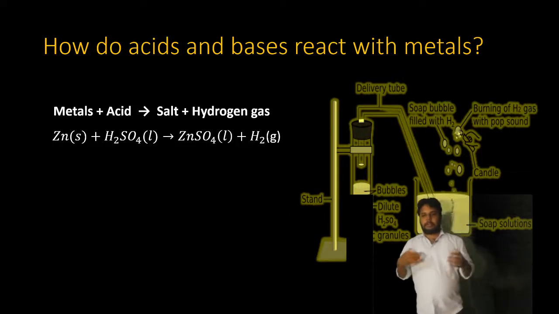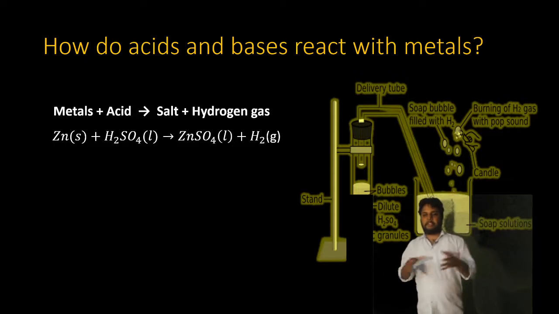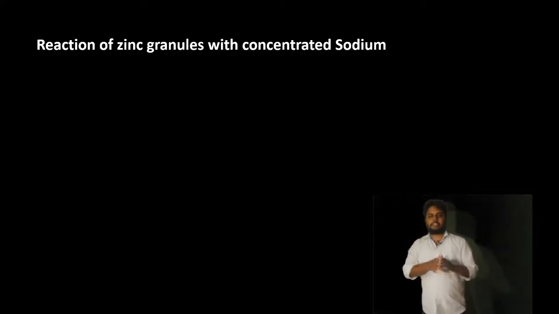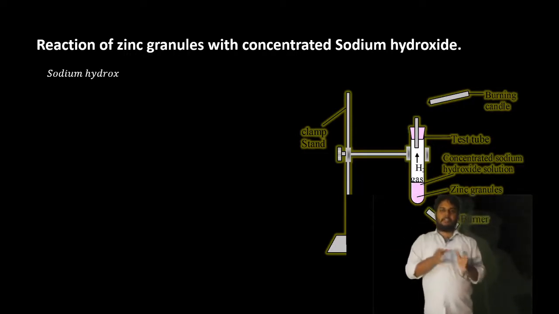Okay, so reaction of zinc granules we can study when dissolved in sodium hydroxide. Now we are dissolving metal in one of the bases, that is sodium hydroxide. What is the chemical formula of sodium hydroxide? NaOH. Na is the symbol for sodium, hydroxide means OH minus ion. So sodium hydroxide means NaOH.